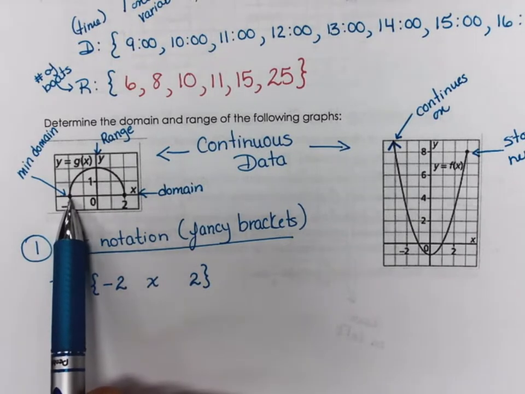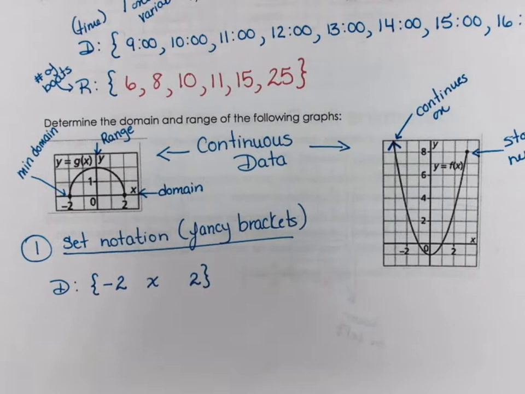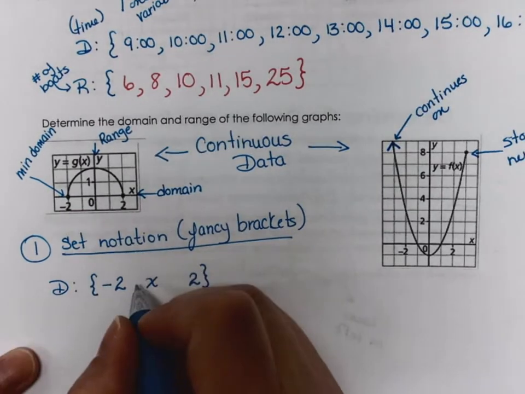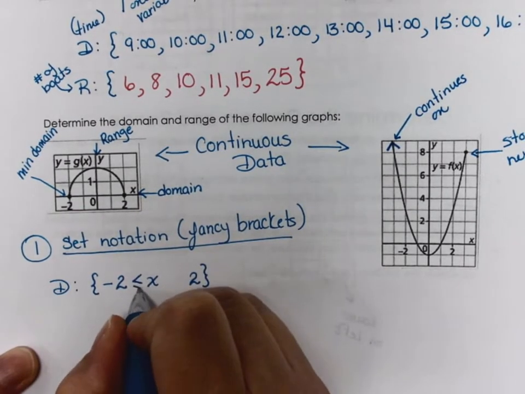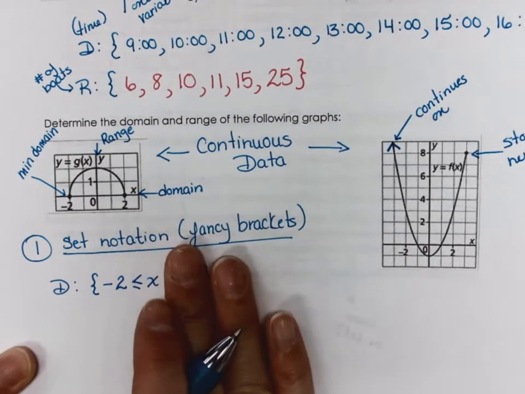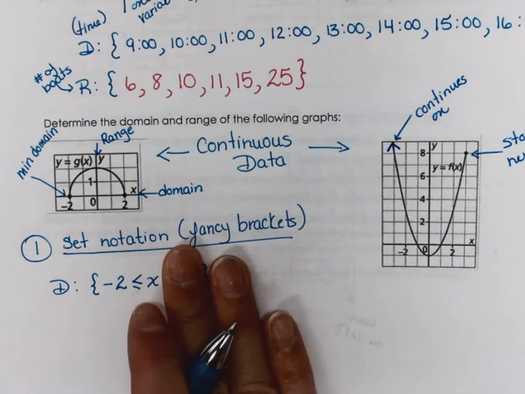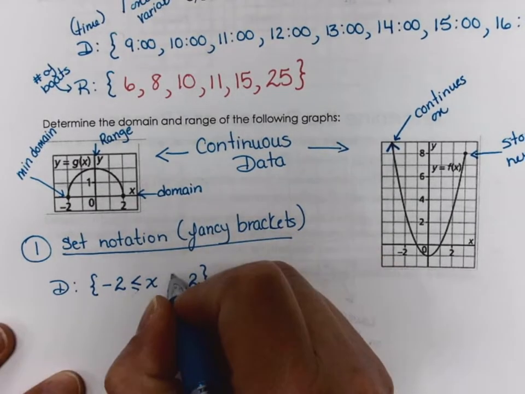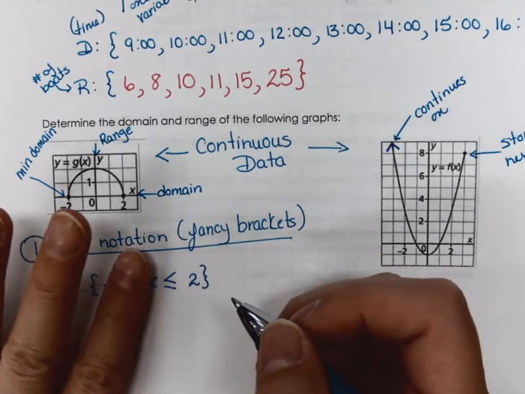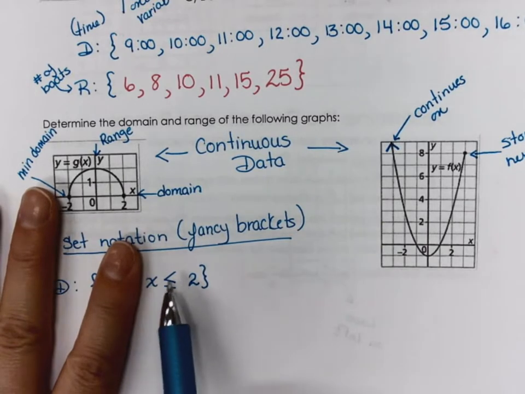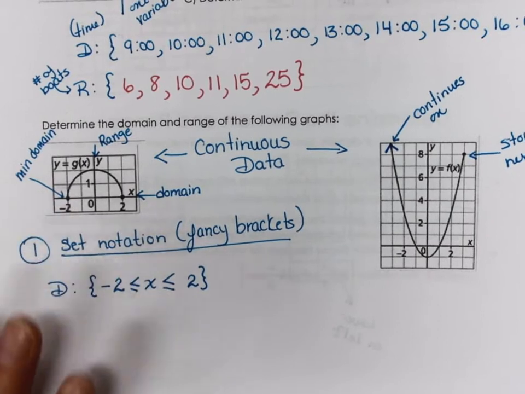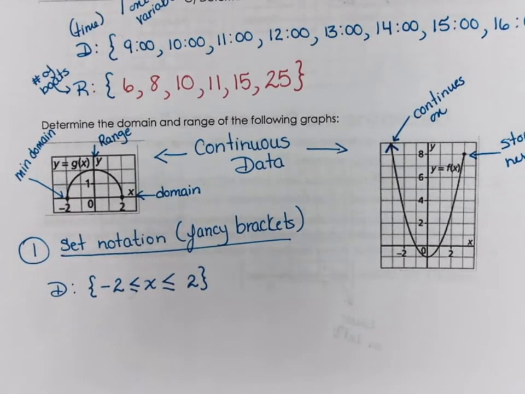Now, it includes the point -2, and it includes the point +2. So we're going to say x has to be greater than or equal to, like if we just read that side, that says x has to be greater than or equal to -2. And on this side, if we read this side, it's x has to be less than or equal to 2. So we write it as one statement. This is set notation for continuous data.